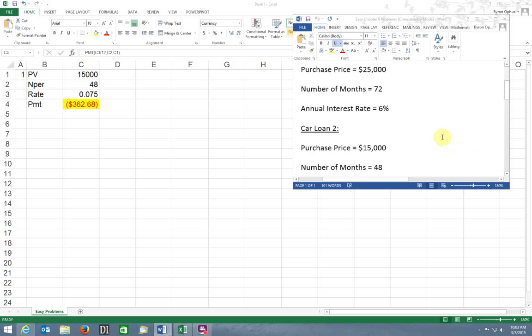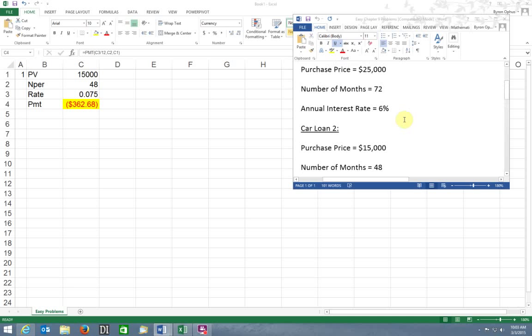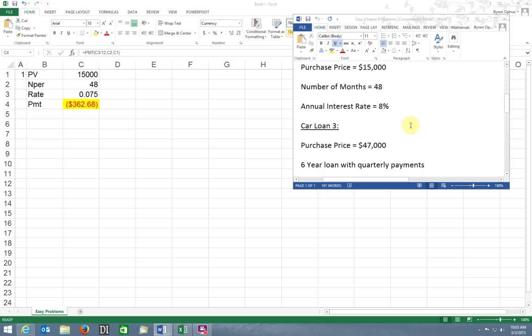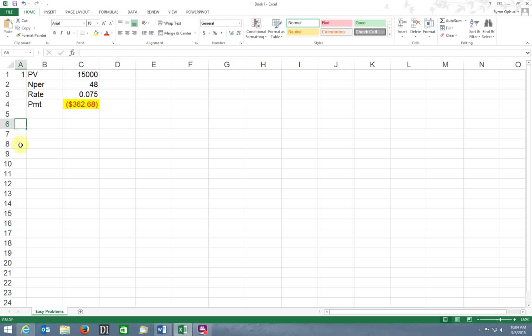So car loan 2, oh, look at that. I almost did it for you. Your guys' rate's 8%, so it's a little bit different, okay? So car loans 1 and 2 are pretty much the same. I don't think I need to get into that, but let's take a look at number 3, because that does change then, right? But it's all the same. I still have the same information, right?